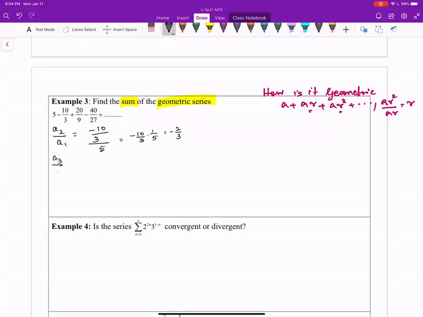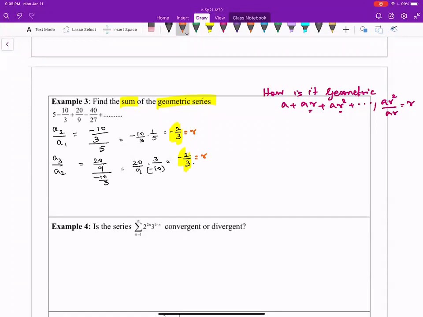What is a3 over a2? Third term over the second term. That is 20 over 9 times 3 over 10 with the negative sign, which will be negative 2 over 3 again. So these two are the same value, which is the common ratio. So this tells us that what is given is a geometric series.